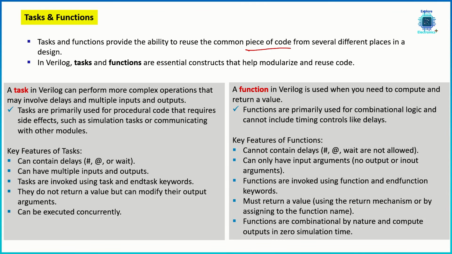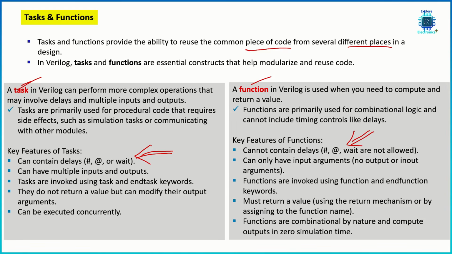If the piece of code is written as a task or function, we can use it in different places whenever it is required. The only difference between task and function is that a task can be used whenever we have delays or time-consuming events. If the piece of code we are going to write takes much simulation time, then we can go for a task. If it is a function, no delay statements can be written.